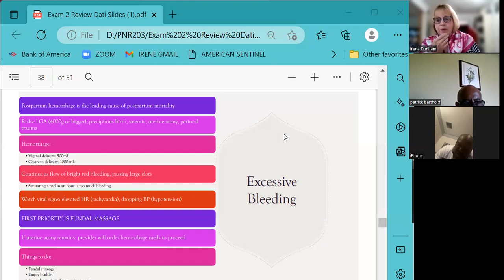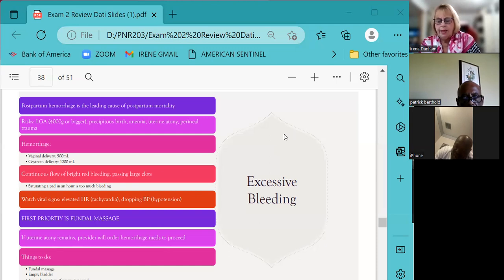And the first sign your patient's going to shock would be tachycardia. And they go super quick. So I'm checking her fundus right away to see where it is. If it's soft or boggy, we're doing fundal massage. And I'm seeing clots coming out. I have to get the practitioner in there.